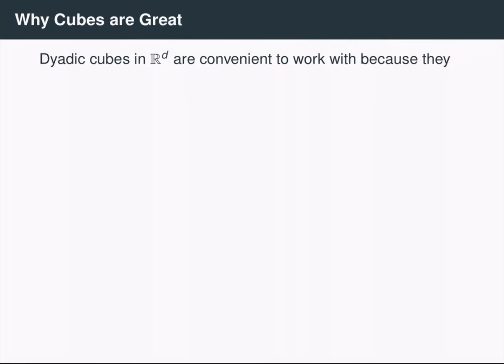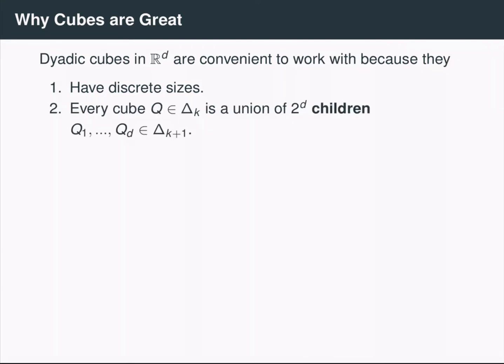Dyadic cubes have some nice properties that make them very convenient to work with in practice. First of all, they have discrete sizes. Any cube has side length 2 to the minus k for some integer k. Secondly, every dyadic cube of generation k can be written as the union of 2 to the d children cubes. Conversely, every dyadic cube of generation k has a unique parent cube inside the previous generation. So there's a unique cube in the previous generation that contains Q. These two properties mean that dyadic cubes have a natural tree structure.